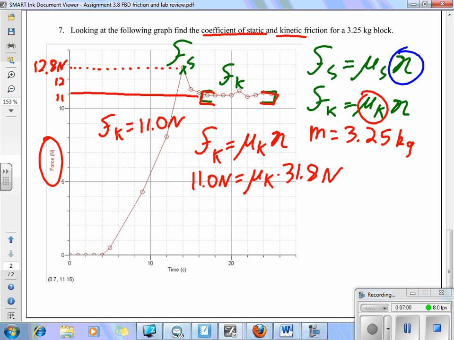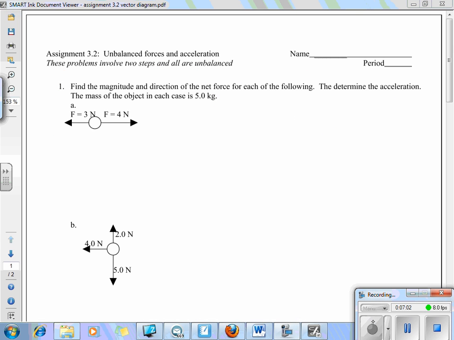Let us now move on to sheet 3.2. This is what 3.2 looks like. You would have gotten this a long while ago. If you cannot find it in your folder, please get one. Please ask, and then you can get a sheet. It should be on the front instructor's table.